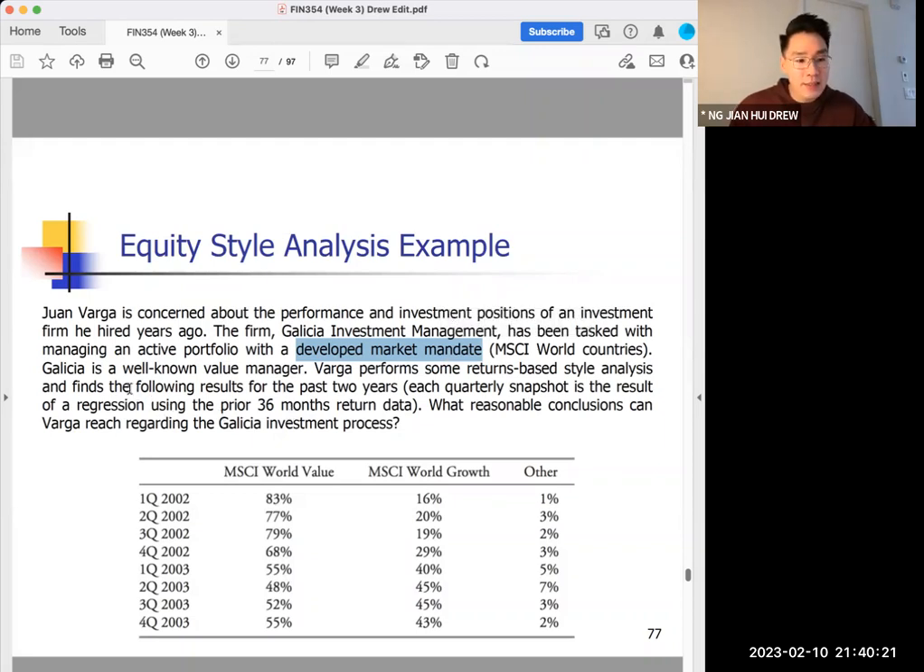So Galicia is a well-known value manager. So he basically looks for value stocks, right? So Varga performed some return-based style analysis and found the following results in the past 2 years, each quarter. Okay, fine. What is the reasonable conclusion that Varga reached regarding the investment process?